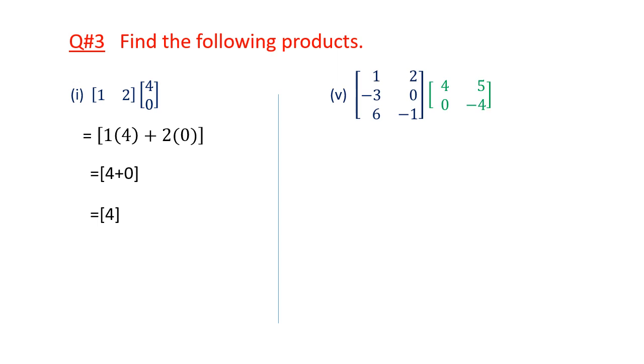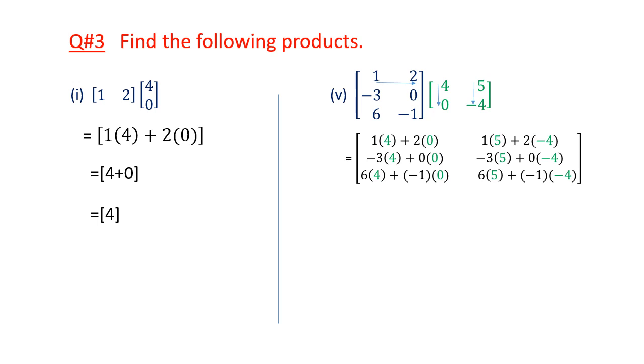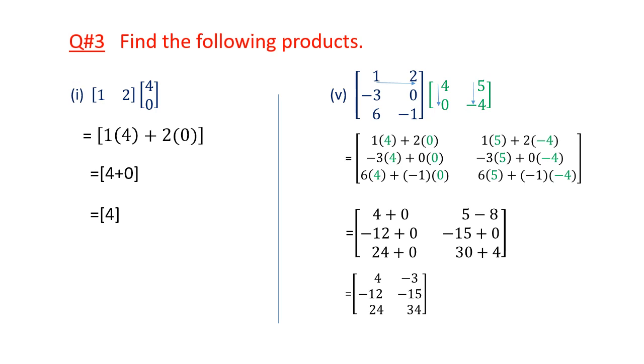Part 5. We have to multiply these two matrices. As we know, when we have to multiply two matrices, first of all we will multiply the first row of the first matrix to the first column of the second matrix. And similarly, the first row of the first matrix to the second column of the second matrix, like this. And then we simplify the values and we have the final result, this one. Dear students, you can solve the remaining parts easily.